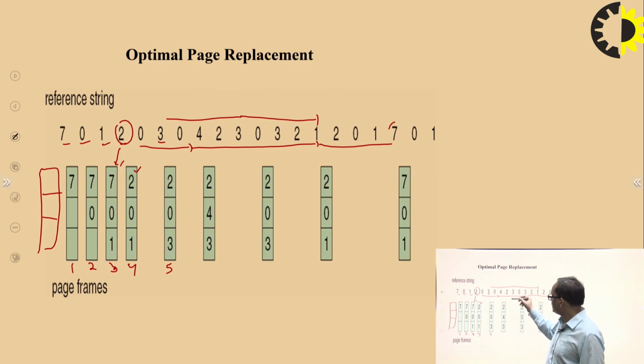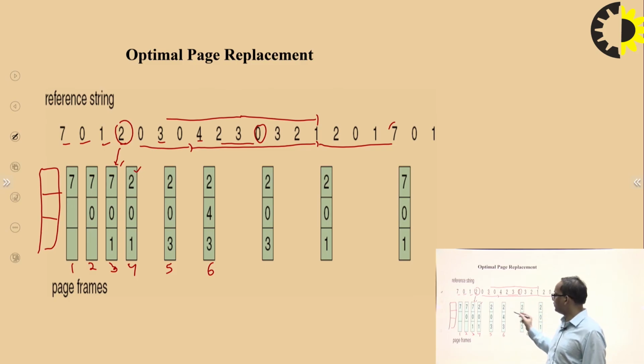Again the next page referred is 0. 0 is available in main memory, so no page fault. Next, 4 is referred. 4 is not available in main memory, a page fault occurs, and the value becomes 6. Then which page will be selected for replacement? Among 2, 3 and 0, 0 is going to be used last. So 0 will be swapped out. This will be the memory status.